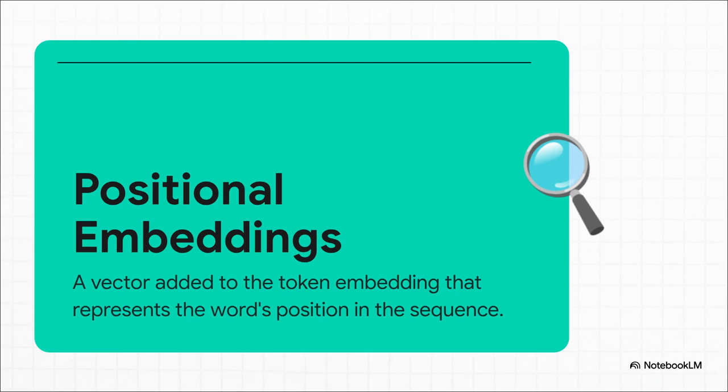This is called a positional embedding. It's another vector, another list of numbers. But this vector doesn't care about the word's meaning. It only represents its position in the sentence. There's a unique vector for the first position, another for the second, and so on. And the solution is beautifully simple. We just add the position vector to the token's meaning vector.